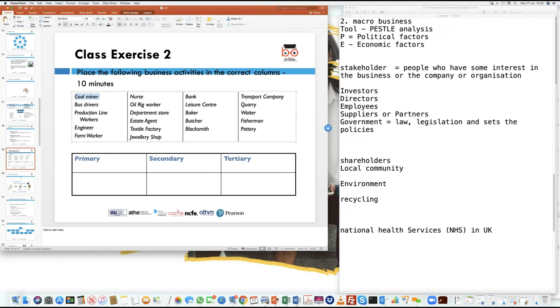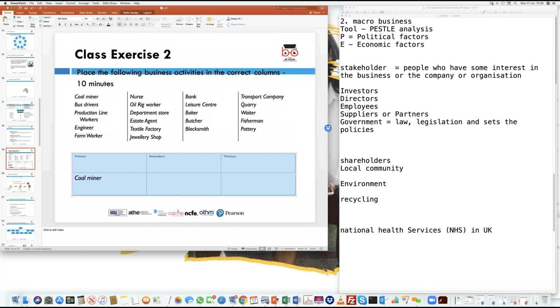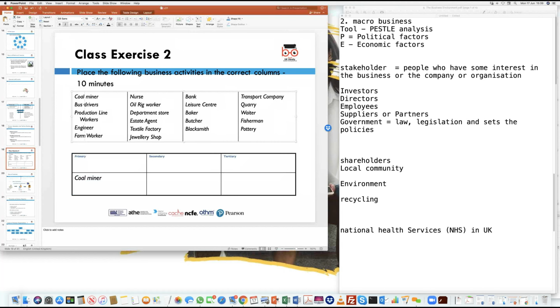So coal miner will be primary business because they are producing, or he's involved in mining the coal from the earth. Correct? So this is primary. What is a bus driver, for example? Secondary. Absolutely. So the customer who's traveling in the bus, going from one location to the other, will be tertiary. So this is what you need to do as a bit of an exercise, and I think you understand this.